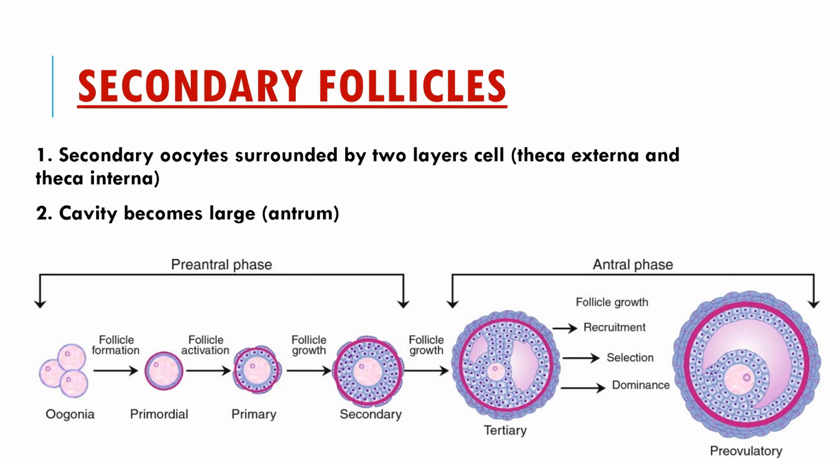Second, we have the secondary follicles. In this, we have the secondary oocyte surrounded by two cell layers, theca externa and theca interna, and here the small cavity observed in the primary follicle becomes large and is known as the antrum. As you can see in the picture, the primary follicle layer grows, and with the secondary oocyte it will form a secondary follicle, and this will also have a large antrum.